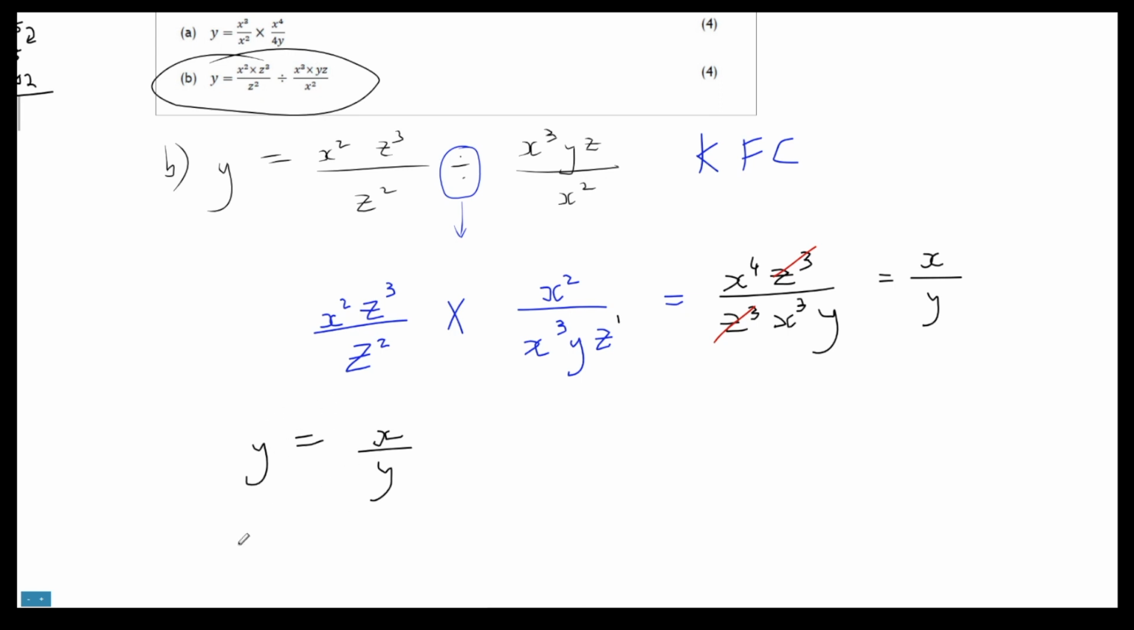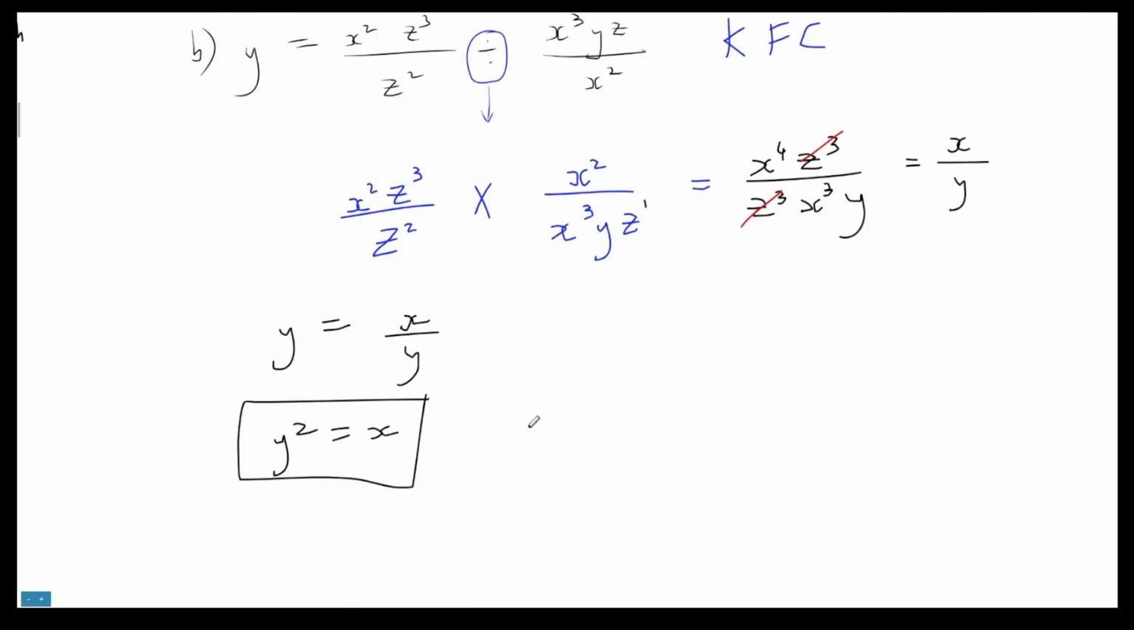Now I multiply both sides by y, so we get y squared is equal to x. That would be my final answer. Are we good? That's it. Next question.